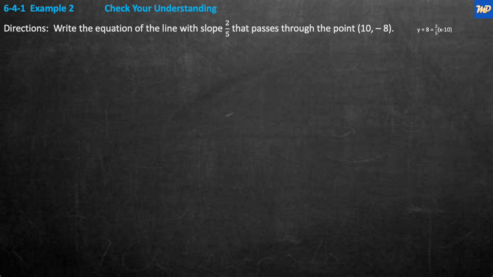Okay, example 2, checking your understanding. Why don't you go ahead and take time and pause this video and try this on your own. When you come back, I'll be here. We'll do it together. It says write the equation of a line with slope 2/5 that passes through the point 10, minus 8. I'll wait for you.